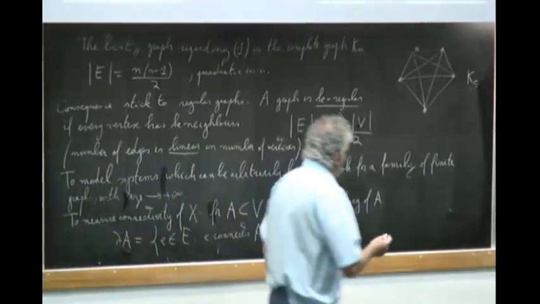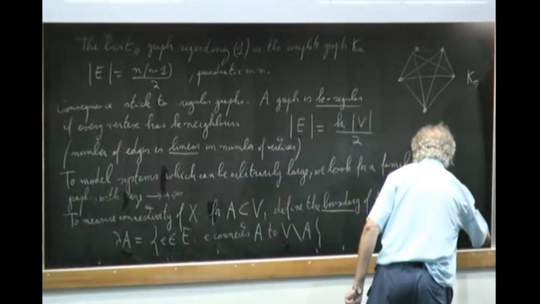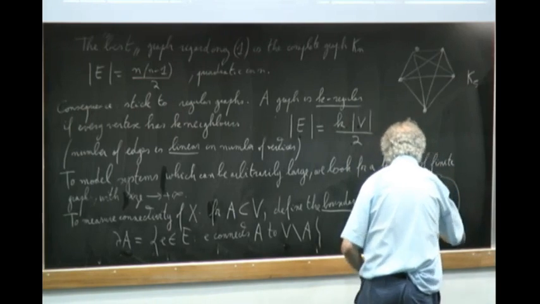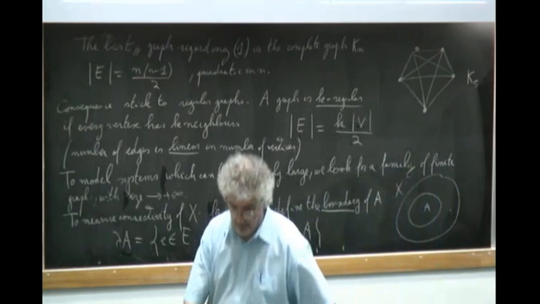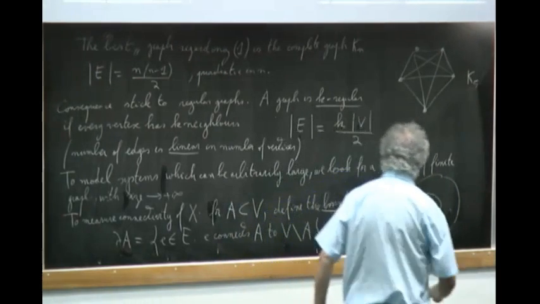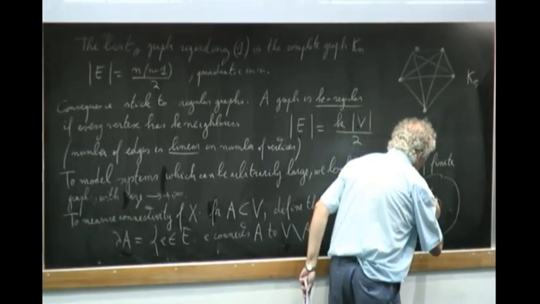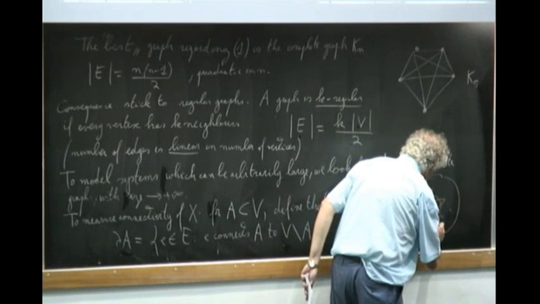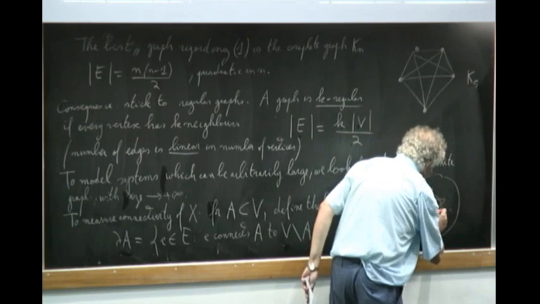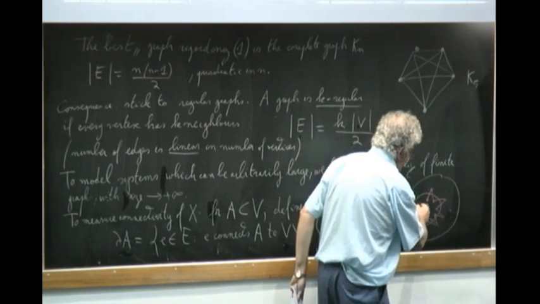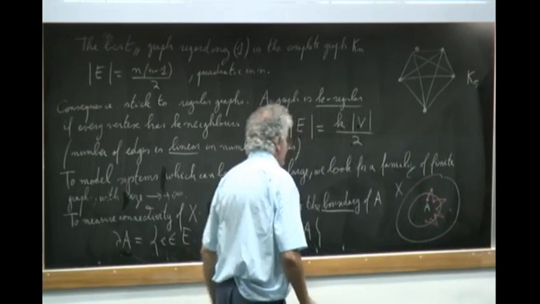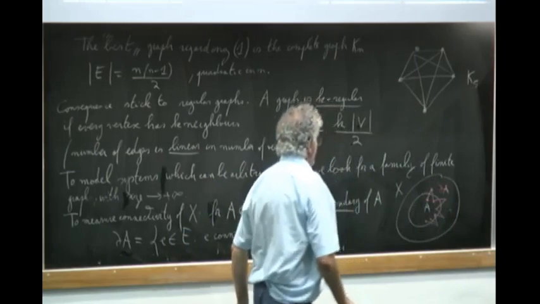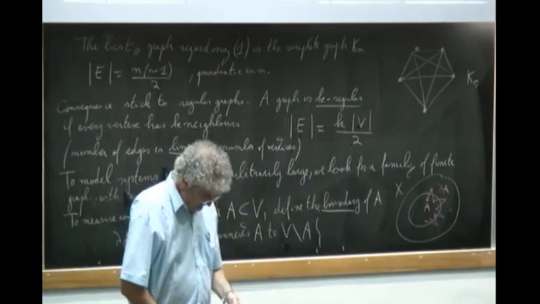So the mental image that I have is: here is the graph X, here is A, and I'm looking at edges which go like that. So for each of them, there is one vertex in A and one vertex outside of A. So that will be del A.